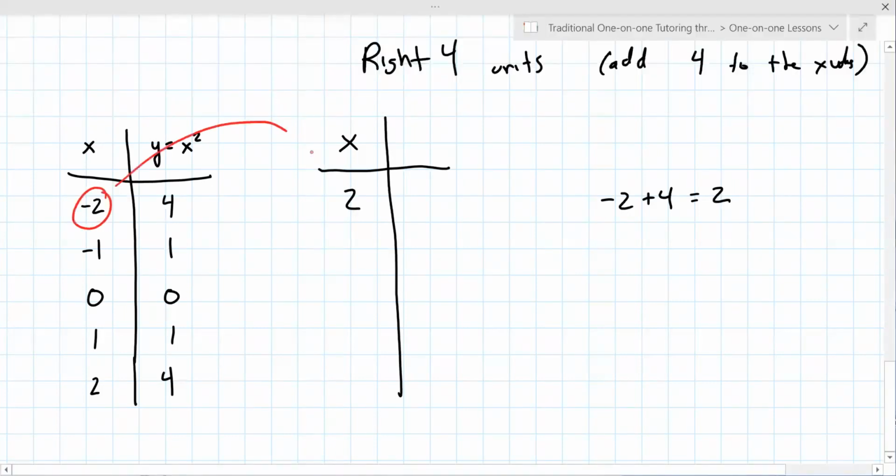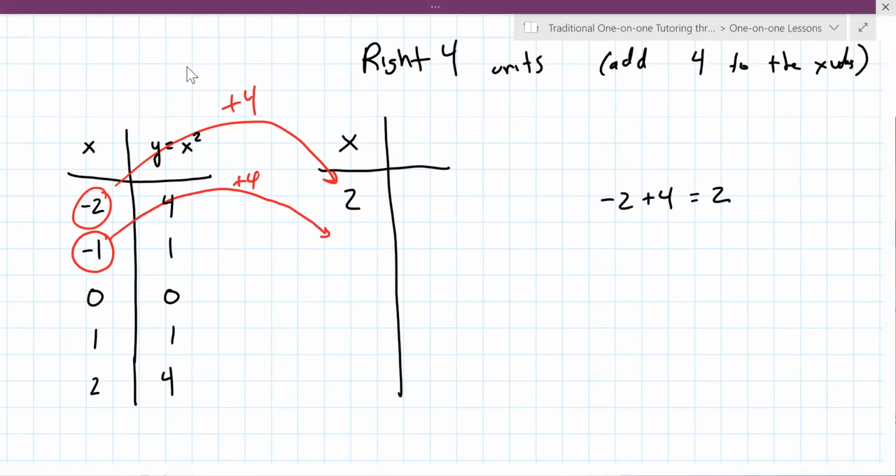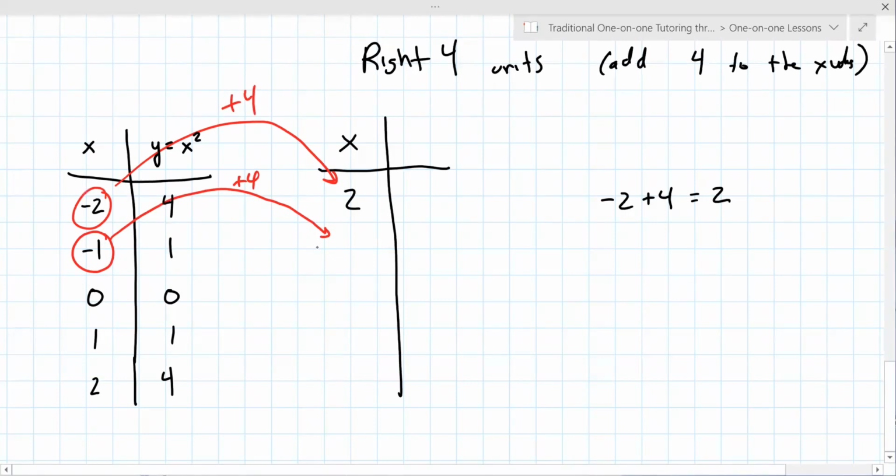So from this one to here, we add 4. We're going to do the same thing here. We're going to add 4 to this one. What is negative 1 plus 4? Negative 1 plus 4 is 3. Good. Now we're going to add 4 to 0, because each time we're going to add 4.